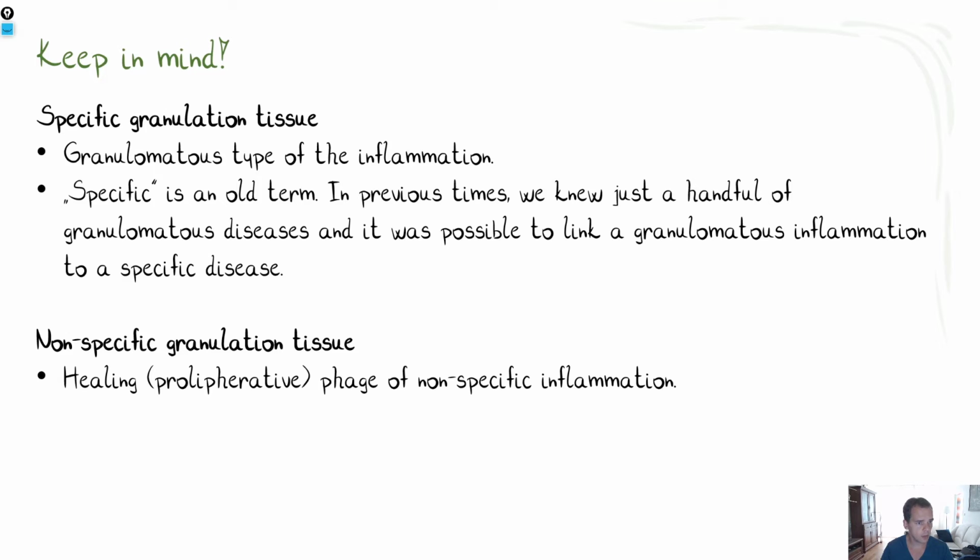As I said, the word specific is an old term, because in previous times we knew just a few granulomatous diseases and we were able to link them to specific diseases. So if you hear the words specific granulation tissue, that means all those granulomas and necrosis and all those other things that are components of granulomatous inflammation. But if you hear non-specific granulation tissue, it has nothing to do with granulomas, and it's just the healing phase of non-specific inflammation or some other sort of injury.